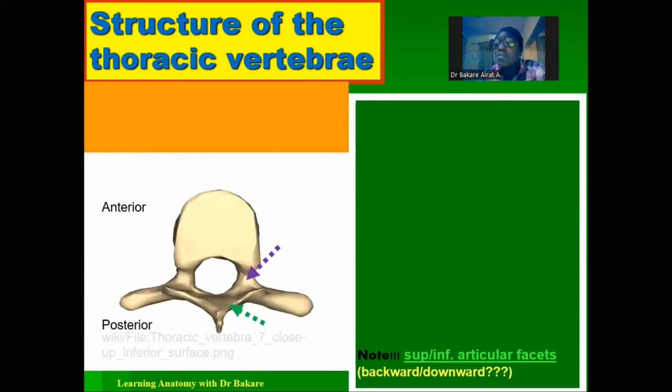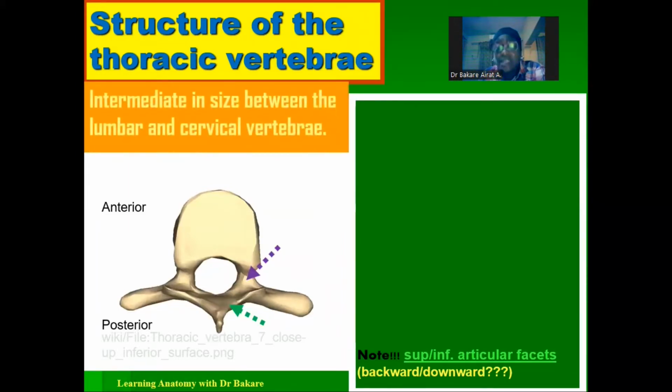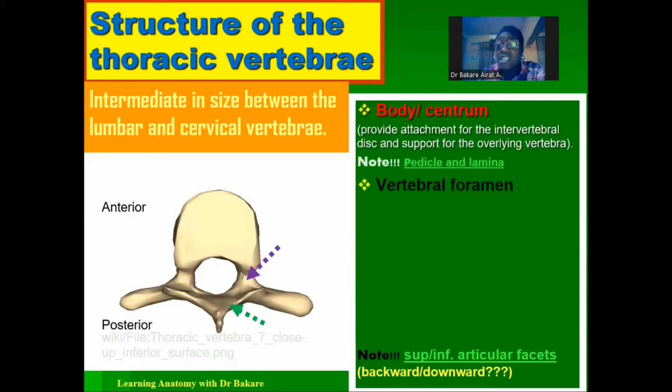Generally, in terms of size, the thoracic vertebra is intermediate between the cervical and the lumbar vertebrae. The thoracic vertebra presents the body or the centrum, and this is the body or the centrum, arrowed in red. This is a thick mass of bone that is seen in the anterior part of the thoracic vertebra. This is the anterior region and this is the posterior region.